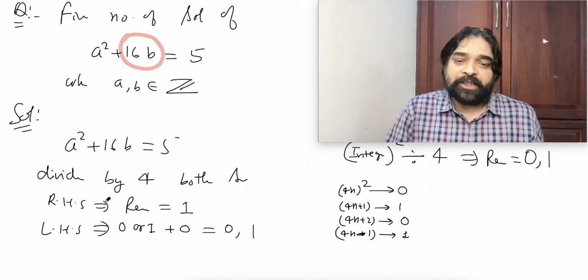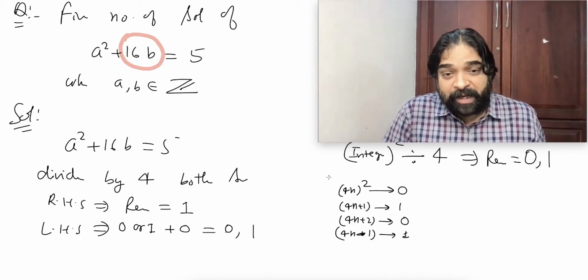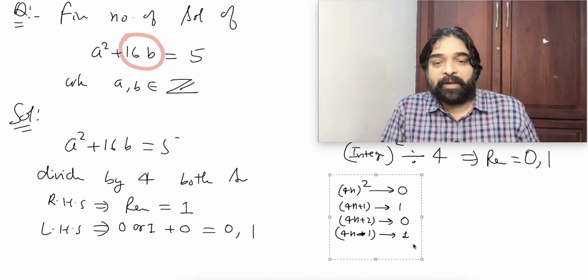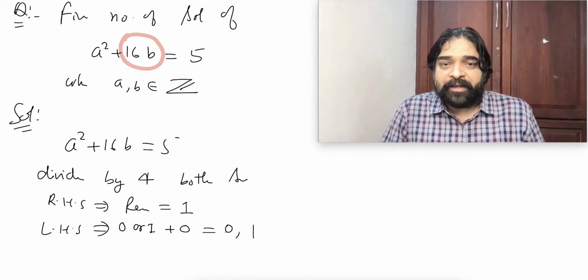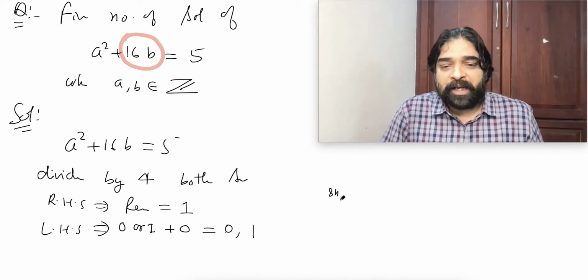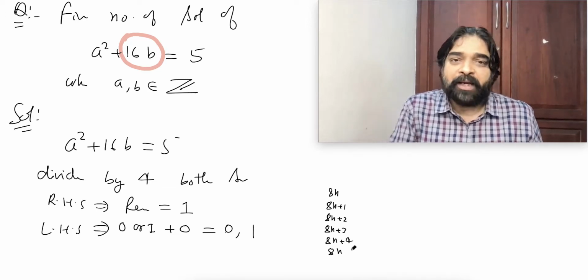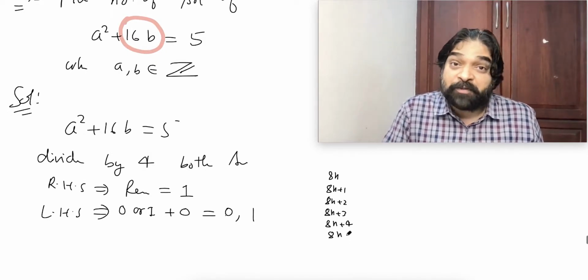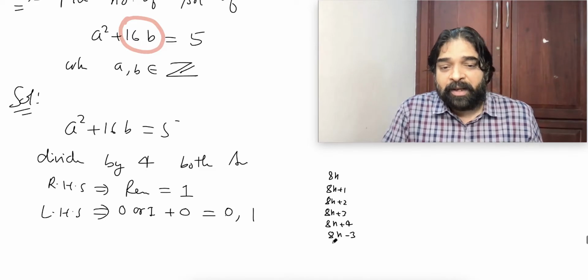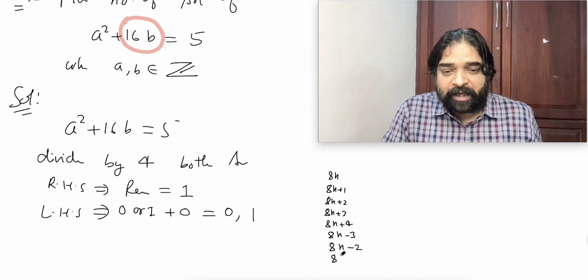Okay. Let's change our strategy. I will divide by 8, both sides. First thing, if 8 is there, what are the possibilities? 8n plus 1, 8n plus 2, 8n plus 3, 8n plus 4. I know I am doing a very lengthy method, very lengthy, but believe me, it's worth it. I'm doing it for a particular purpose. 8n plus 5, what can I write? 8n minus 3. 8n plus 6, I can write 8n minus 2. 8n plus 7, I can write 8n minus 1.